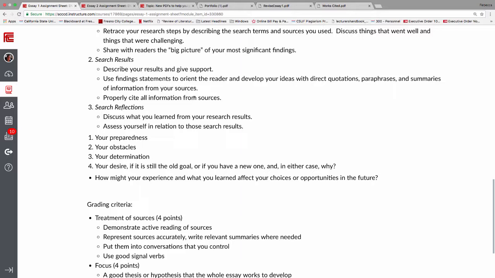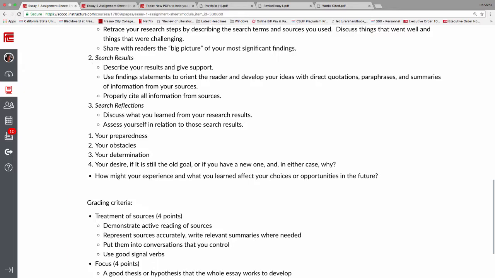Because basically you're saying, 25% of our subjects had this result. And you're not really doing a lot to analyze it just yet. You just describe your results and you give support. You use finding statements. I found, I discovered, it was revealed. But you're basically showing what you found, and you properly cite all information from sources.